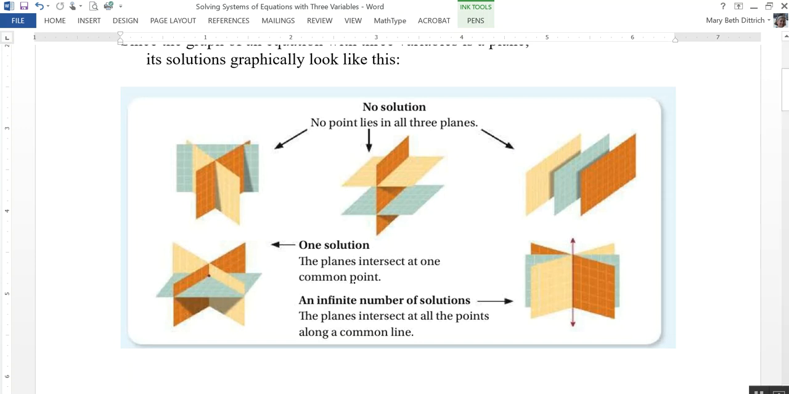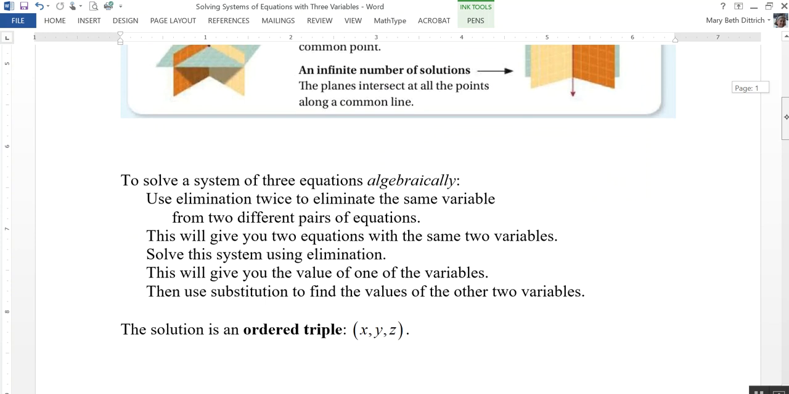If there's one solution, then the planes intersect in one common point. And if there's an infinite number of solutions, that means that the three planes intersect at all of the points along a common line. Now, solving a system of three equations with three variables by graphing does not make sense. So we're actually going to do that algebraically.